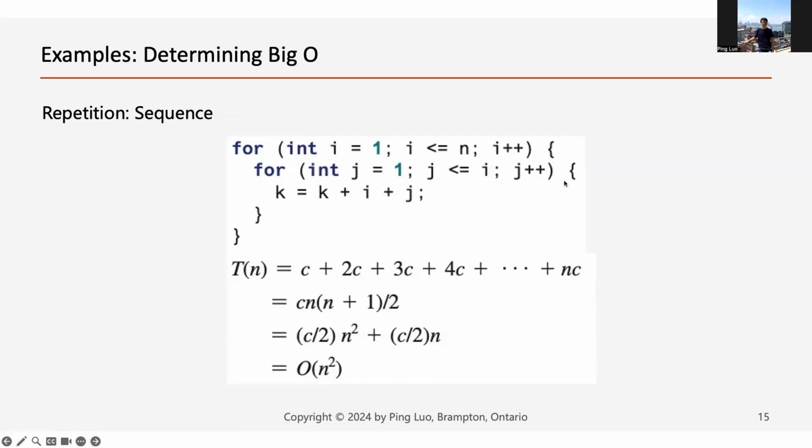Of course, we know that in real life, when we run this program, it may need less time because it's not n here. But big O notation just tells you the magnitude of the whole program. It doesn't say how much time it takes to operate.